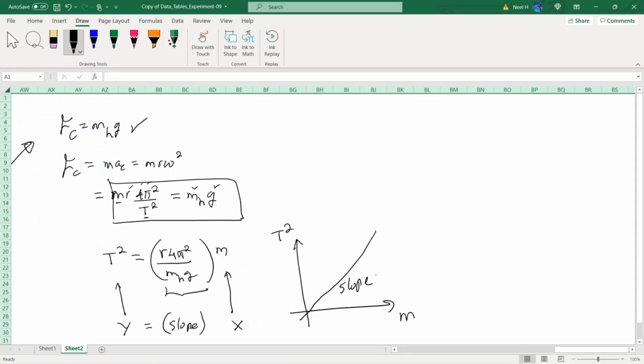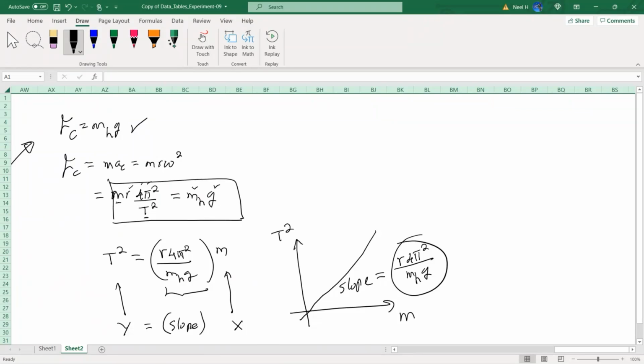The slope of the graph should be equal to this whole part: R times 4 pi squared divided by m_h times gravity. By knowing these parameters, I can predict the slope, and then I can compare that. Or by using the slope number, we can maybe calculate some other parameter.